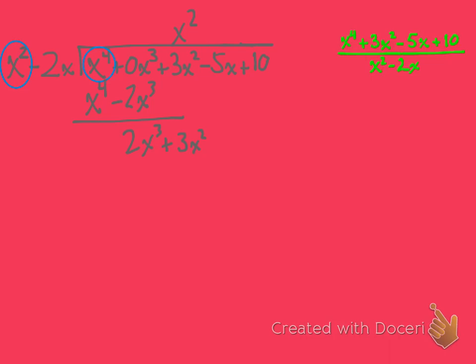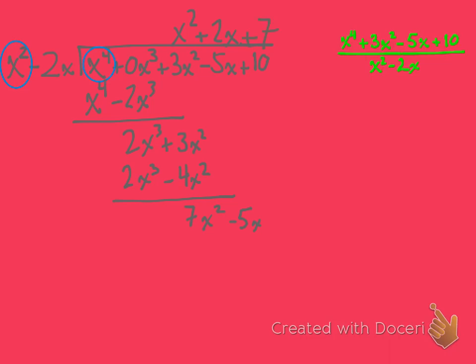X squared going into 2x cubed goes in 2x times. And so I multiply the 2x up there on the quotient times that divisor. It gives me 2x cubed minus 4x squared. I subtract, and I get 7x squared. 3 minus negative 4 is 7. I bring down the negative 5x. Ready to go again, one more time.